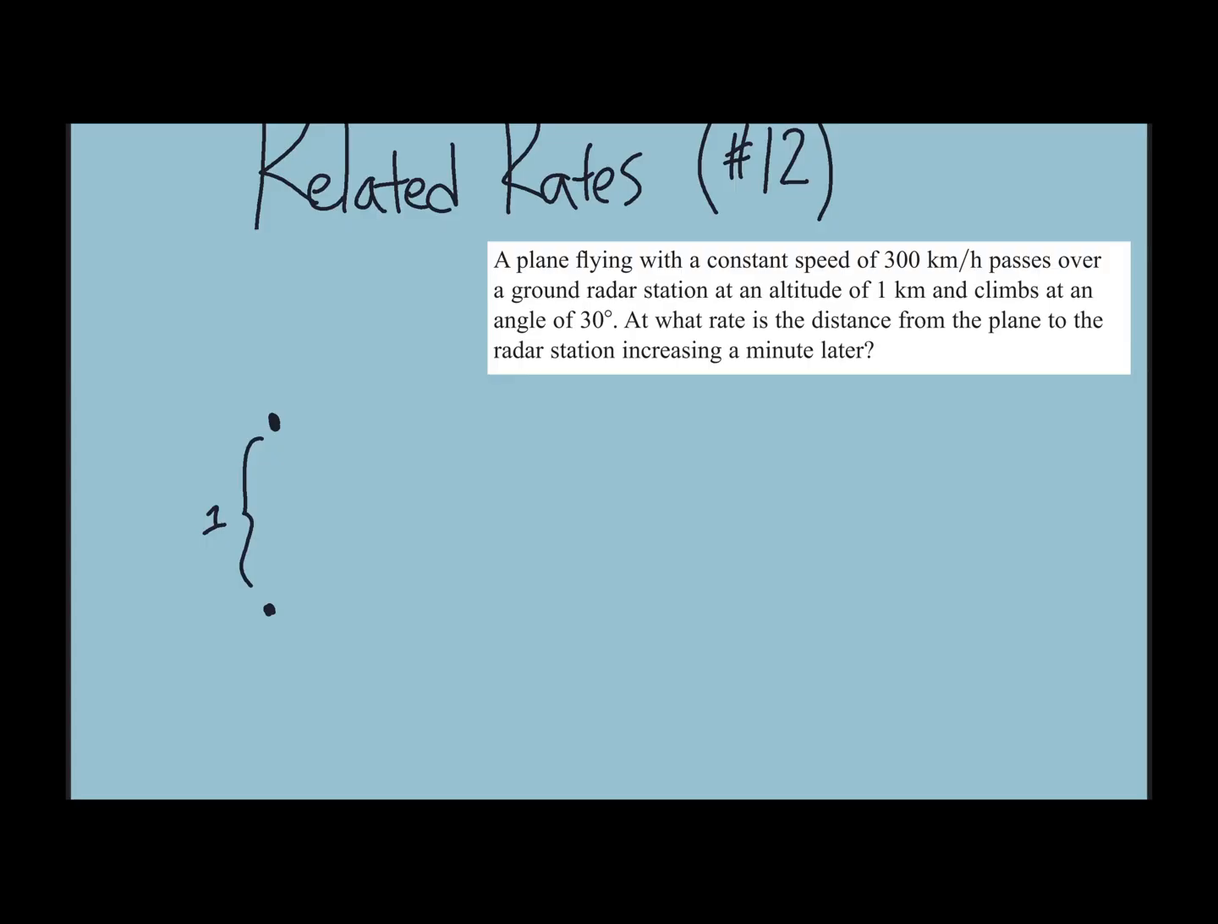And it climbs at an angle of 30 degrees. So that's kind of new, right? It's going like this. And there's an x component to this and a y component to this. I don't think I want to do the dots, but I'll draw it like this. And it says, at what rate is the distance from the plane to the radar station increasing 1 minute later? So 1 minute after the plane crosses this direction, it's going to be where? It's going to be here like this.